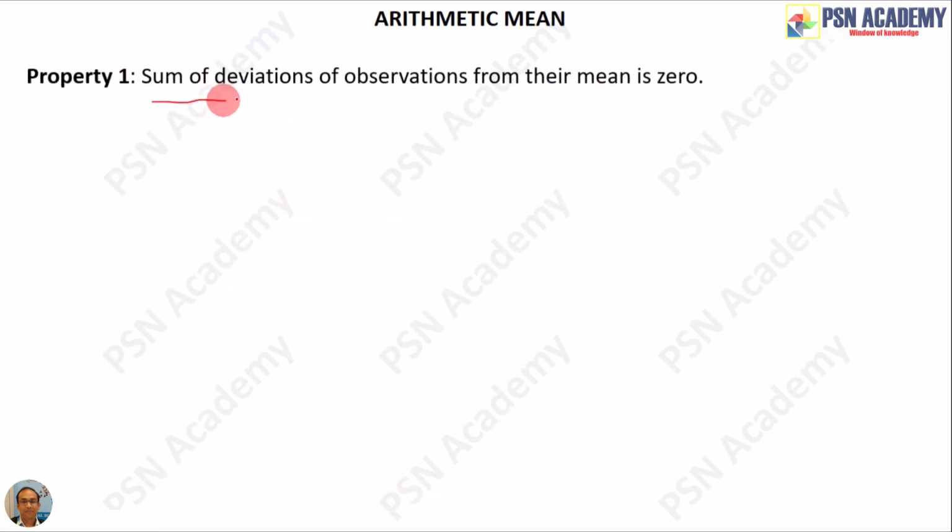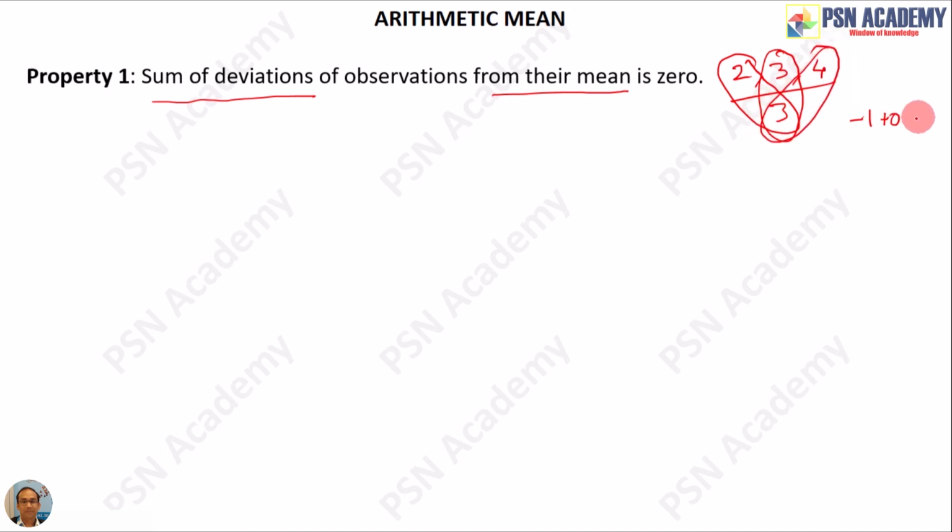Now if you sum up all those deviations from their mean, you will get 0. That means if you have, say, 2, 3, 4, then you have the mean as 3 here, and if you subtract 2 minus 3, you will get minus 1. This 3 and 3 will give you 0, and 4 minus 3 will give you plus 1, right? And if you add these, you will get 0.